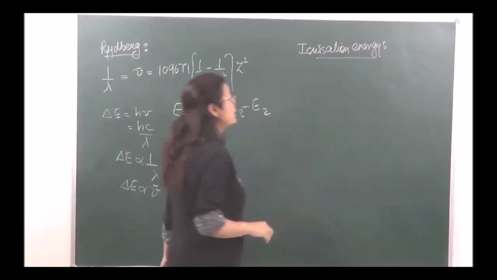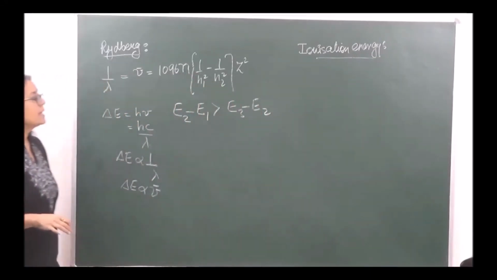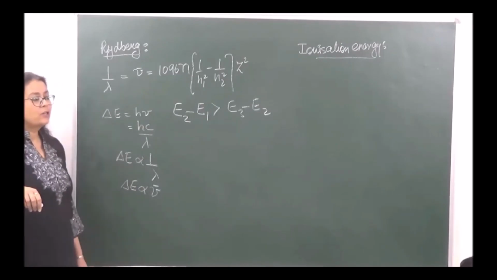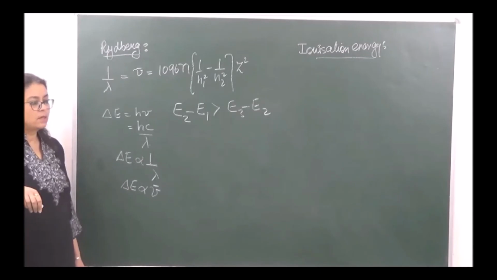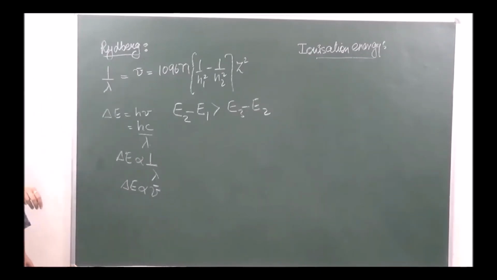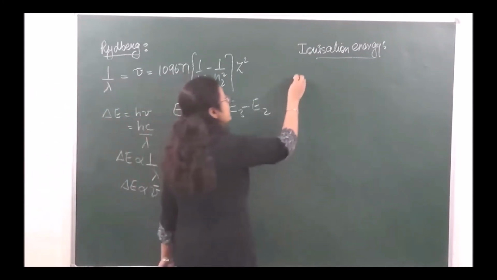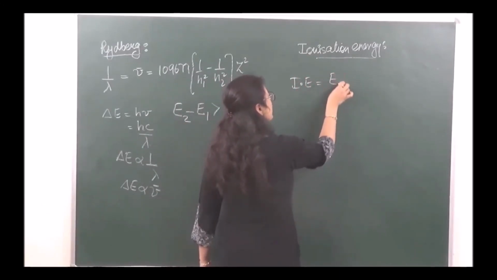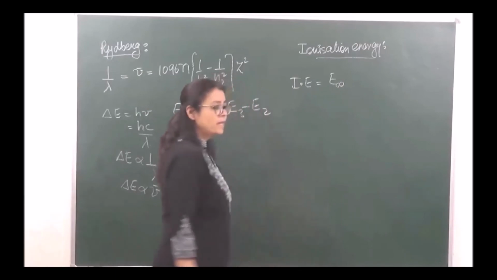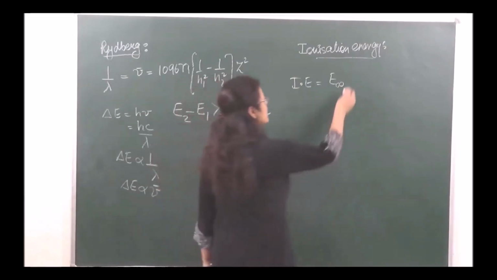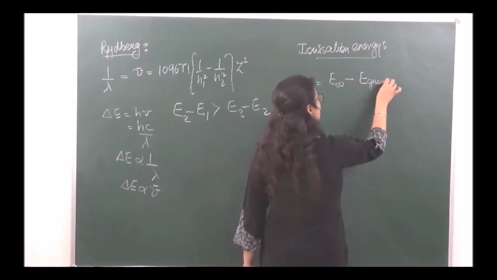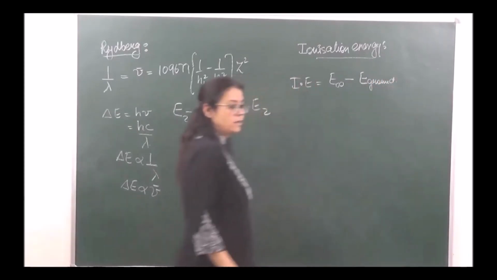When we are talking of ionization energy, we know that ionization energy is the amount of energy required to remove an electron from any isolated gaseous atom. So when we are talking of ionization energy, we say that ionization energy is equal to energy of the electron at infinity minus energy of the electron in ground level.